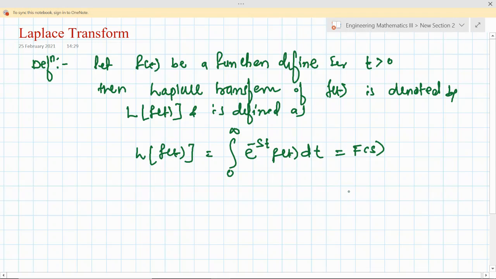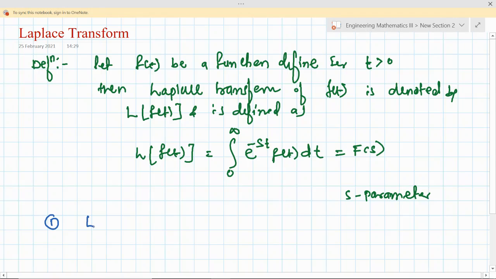Okay, so this s is what? S is a parameter here. This is the basic definition of Laplace transform. So with the help of this definition, one can find out the Laplace transform of a given function f of t. So some information is here. So what is that L?